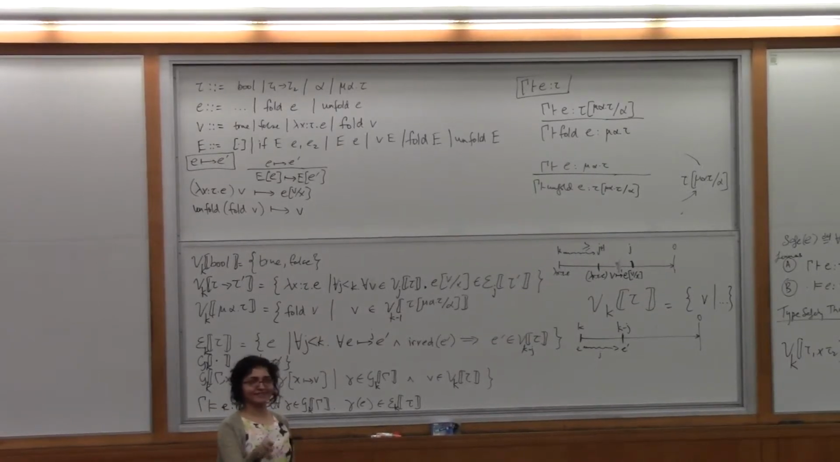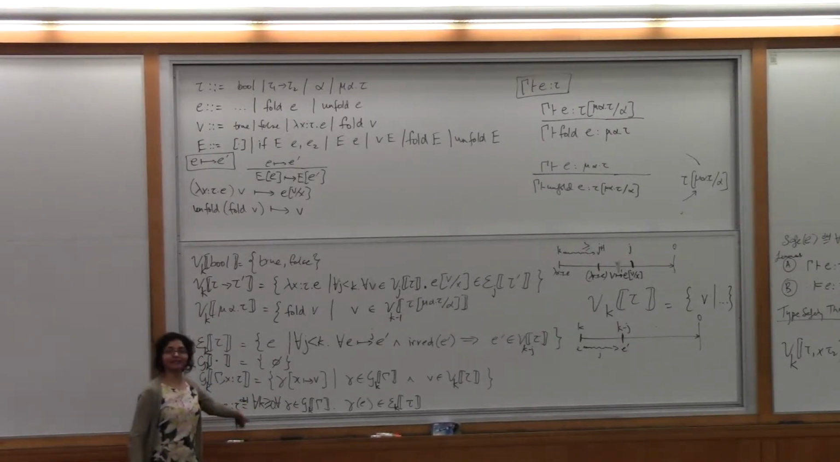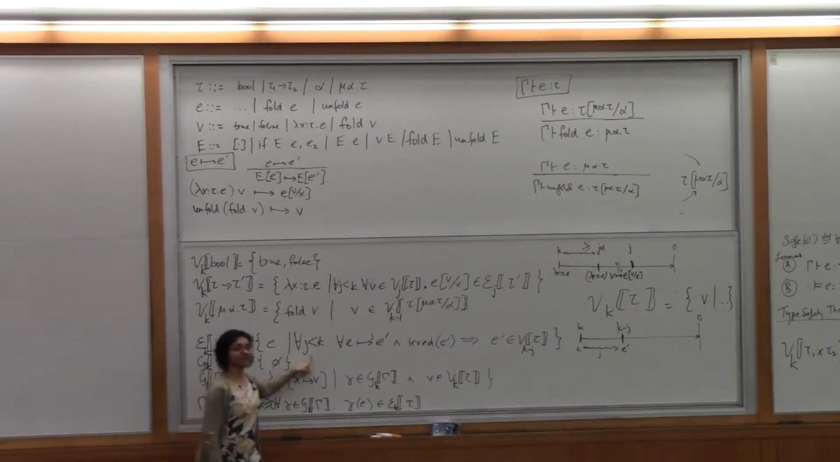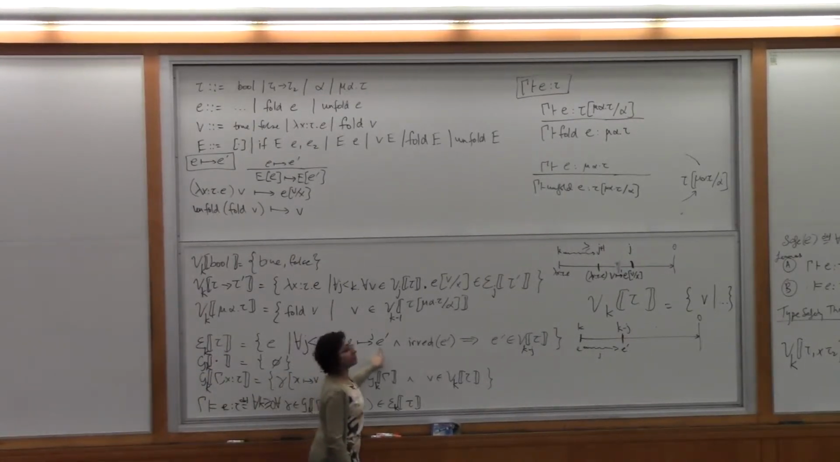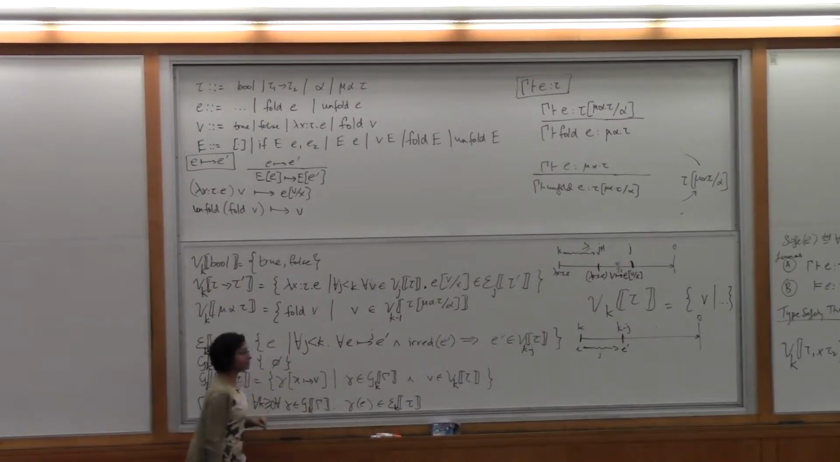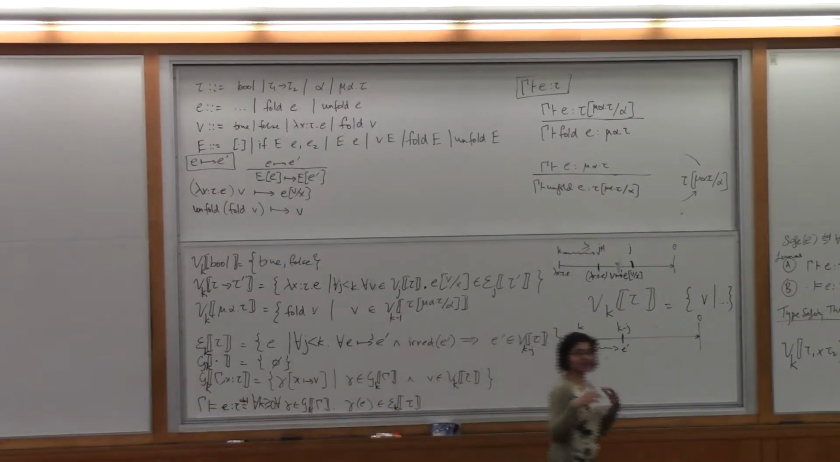Good? Any concerns? But that was interesting too, right? Picking n was not the right thing there, because here I needed a smaller number. And I know that E steps to E prime in n, so I had to have picked a bigger k up there. This kind of thing happens when you do the proofs.